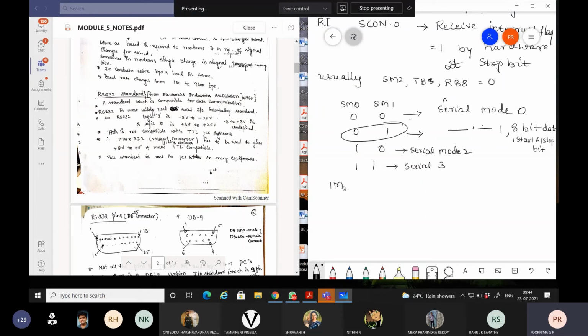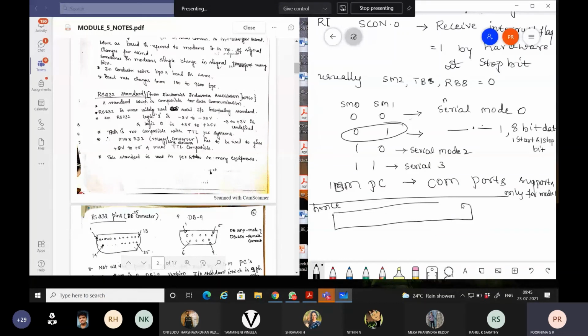IBM PCs, as we use them, have serial ports which are your COM ports, and they support only mode 1 communication. Hence we will be using the IBM COM ports, supported only for mode 1. So what should be the SCON register content? Let me calculate the SCON register contents.